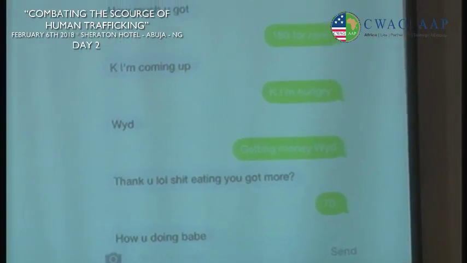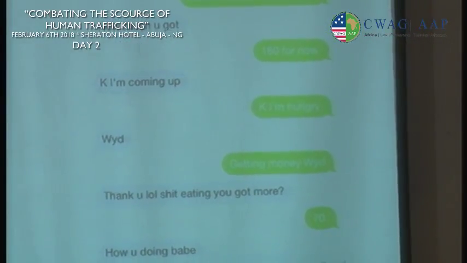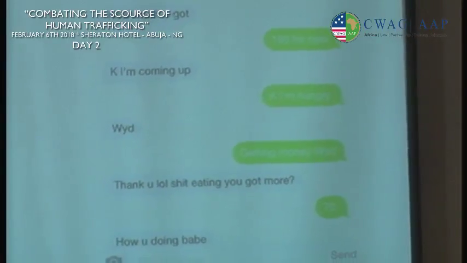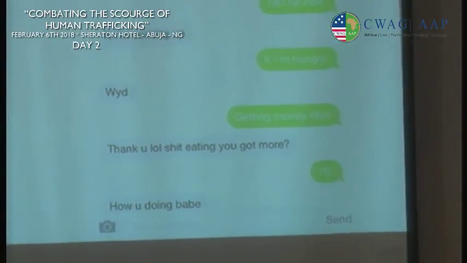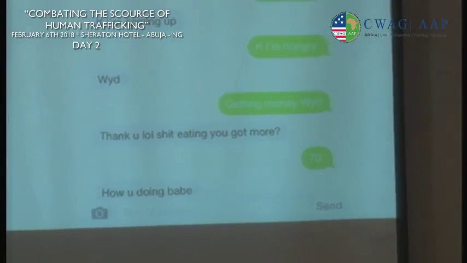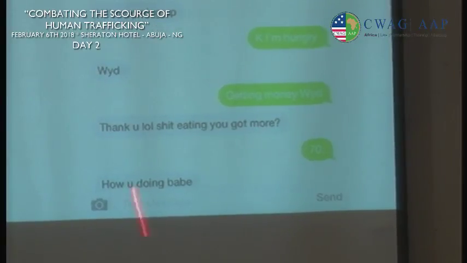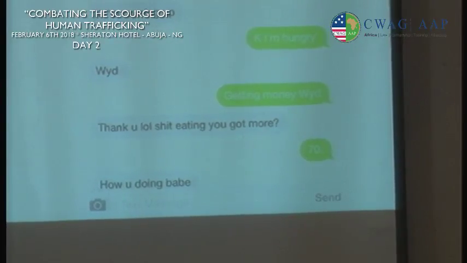And she says, 180 for now. He's inquiring, how much money has she earned? Because when she gets a certain amount of money, he comes and picks it up, so that she doesn't get robbed or squander the money, right? So then he says, okay, I'm coming up.